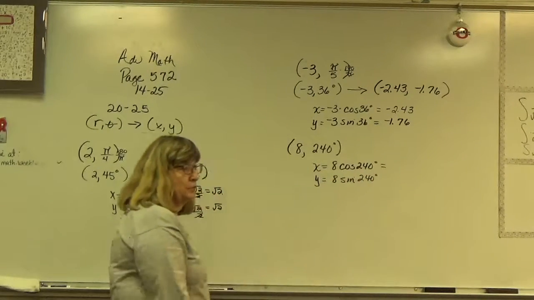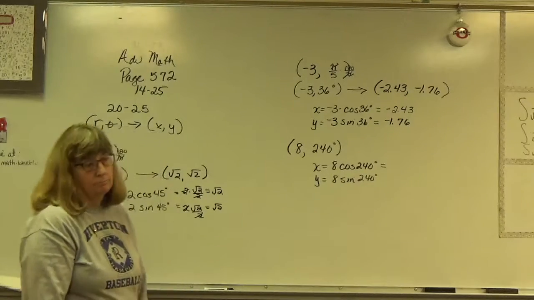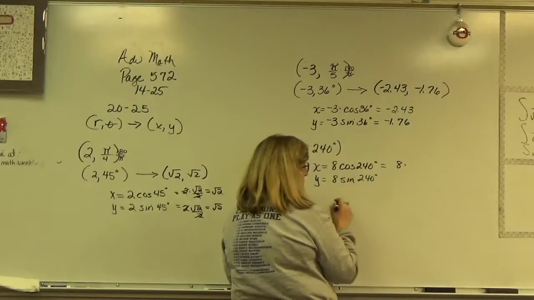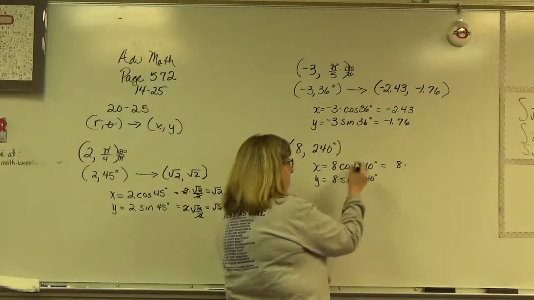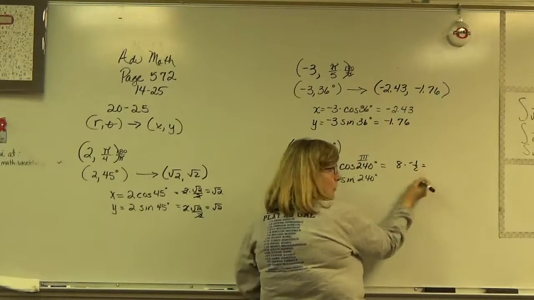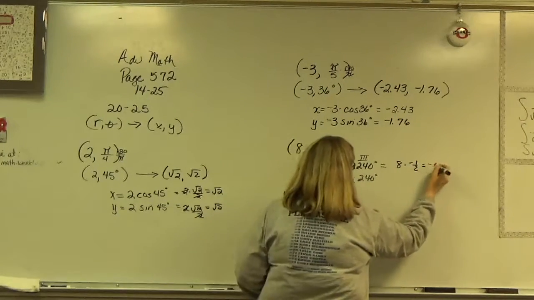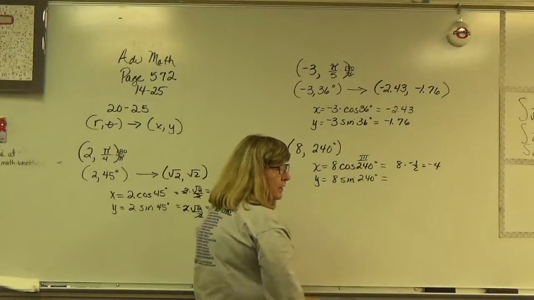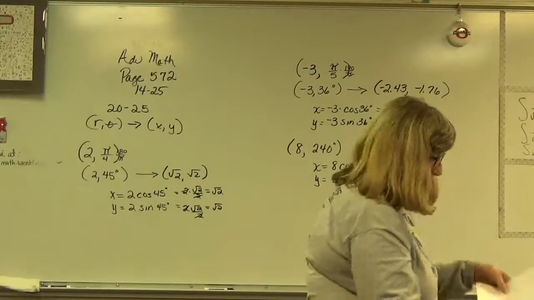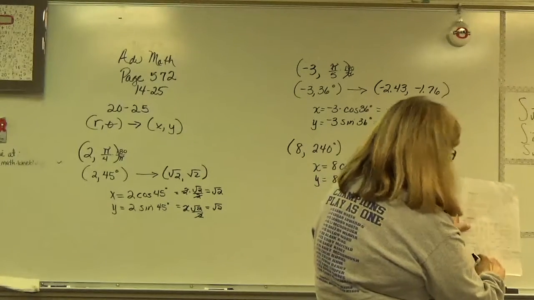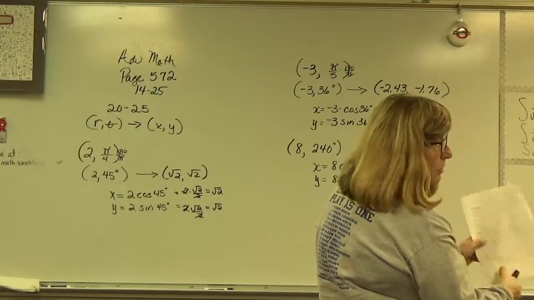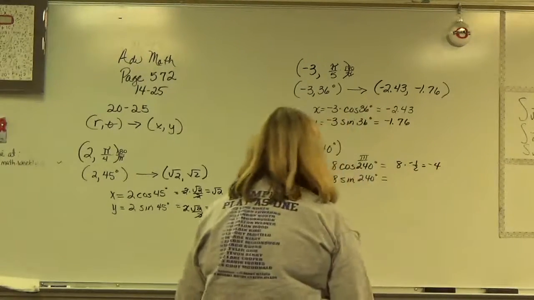So what's the cosine of 240? 1/2. So 8 times 1/2, but 240 is in what quadrant? Third. So it would be what in the third? Negative 1/2, right? Does everybody remember that? Down below where you have these quadrants listed out the side, when you see that 240, we see third quadrant. You know you need to think about the signs.